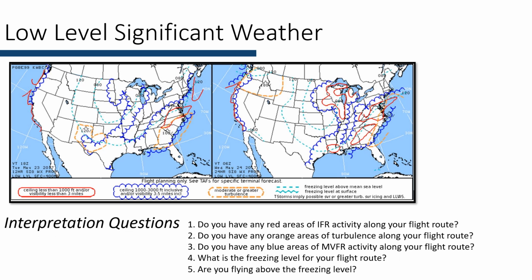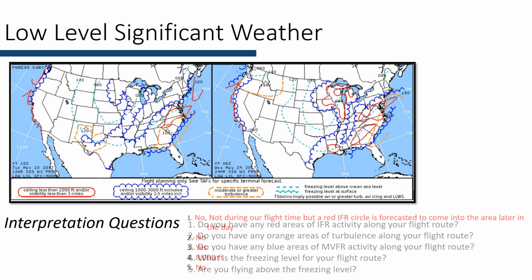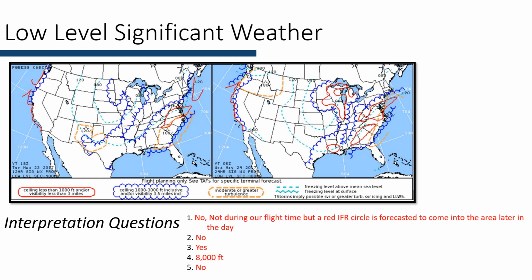This brings us to our first set of interpretation questions. Please read through the questions and write down your answer. Let's go over the answers. Question 1. Do you have any red areas of IFR activity along your flight route? The answer is no. There are no red IFR areas.